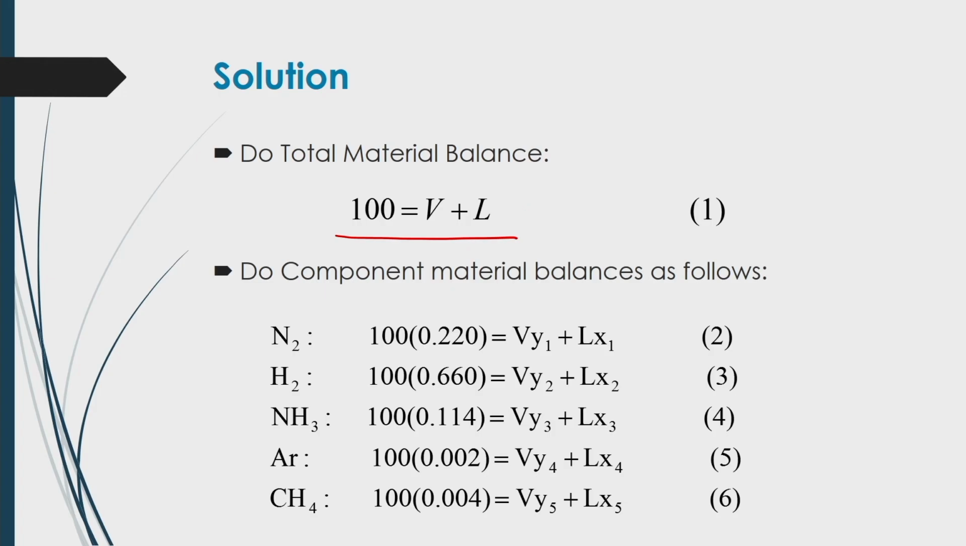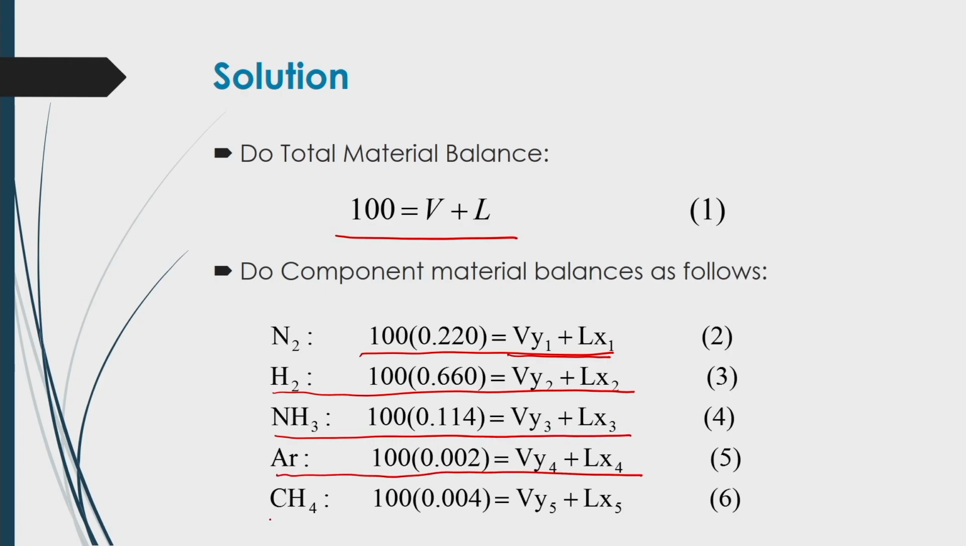Now after that you have to do the component material balances for each component. For nitrogen, what will be the component material balance? You can do it as 100 into 0.22, this composition being given in the feed phase. In the outlet phase it is not given, so we assume it will be y1 and x1. Similarly for other components, for hydrogen this is your material balance, for ammonia this is your material balance, for argon this is your material balance, and methane also this is your material balance. So for nitrogen to methane, these material balance equations are given from equation number 2 to 6 in the slide.